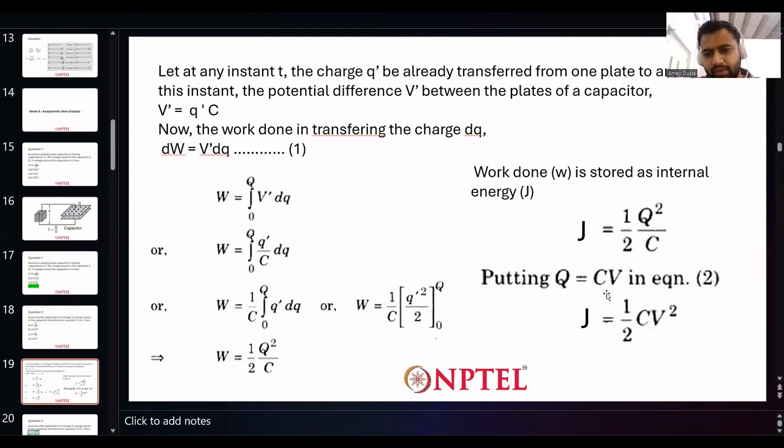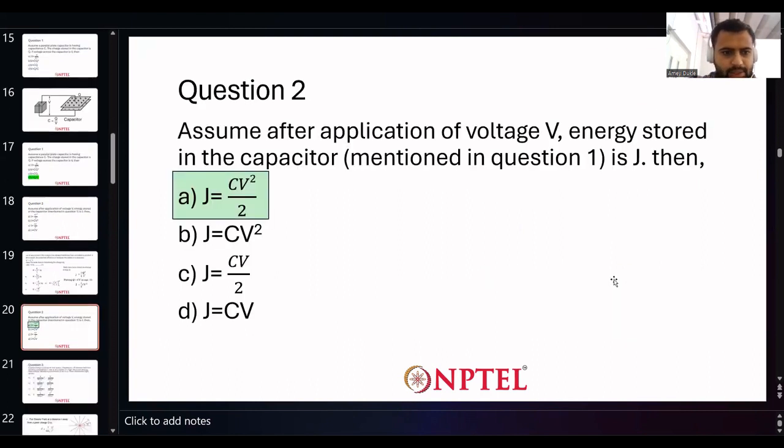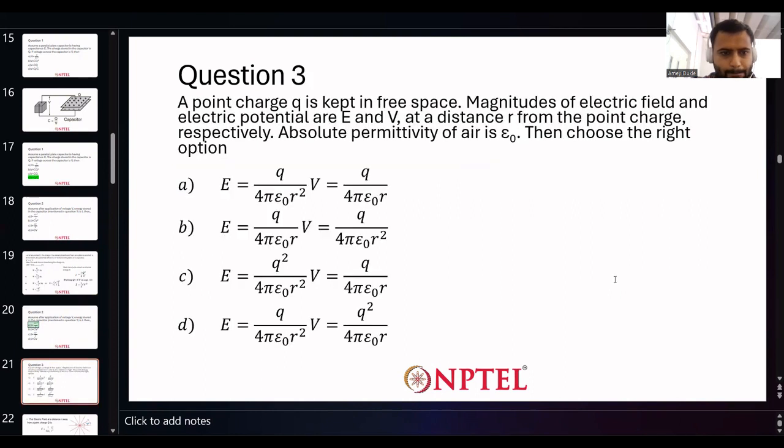We substitute the main equation Q is equal to CV, and that is what we get as J is equal to 1 by 2 CV square. So the answer is A, J is equal to 1 by 2 CV square or CV square by 2. So now we move to the third question.